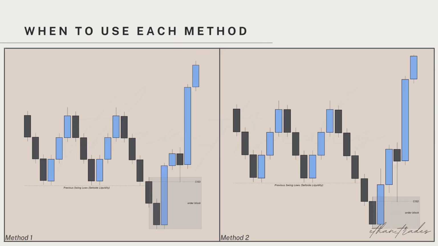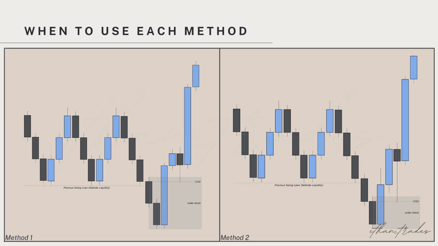So a question I get a lot is, when do I use each method of spotting order blocks? And the answer to this is to pay attention to what the following candles do after an order block is formed. So on the left side, I've included method 1, and on the right side, I've included method 2. Despite this extremely similar price action in these diagrams, why did I decide to use method 1 on the left and method 2 on the right? It's because of the next candle or candles that follow the order block.